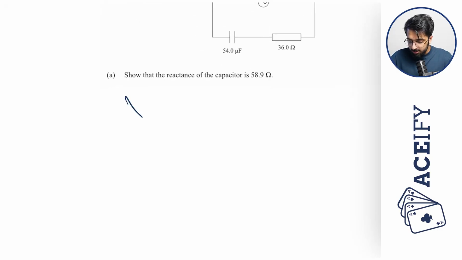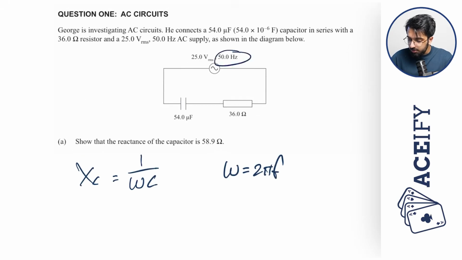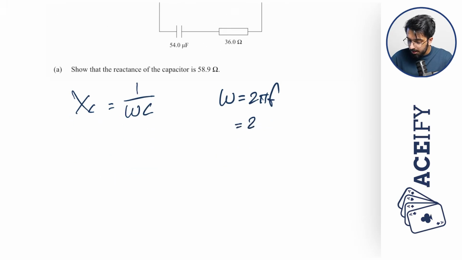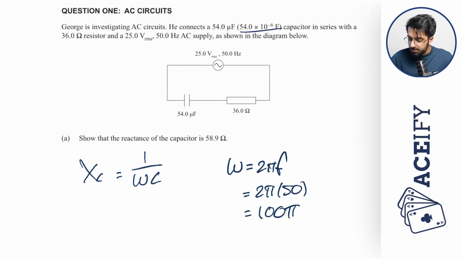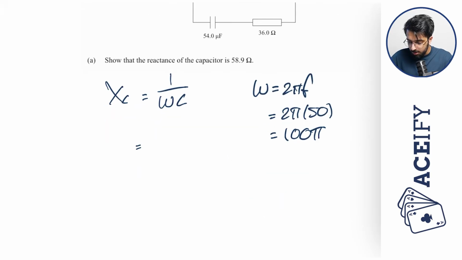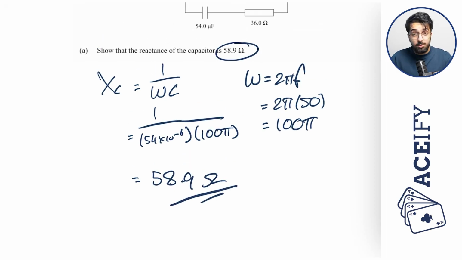Alright, so we know that the reactance of a capacitor is equal to 1 all over omega times its capacitance. We know that omega is equal to 2 pi f. We're given our frequency as 50 Hz, and so that's 2 pi times 50, which equals 100 pi. Our capacitance is given right here as 54 times 10 to the negative 6. That's 1 all over 54 times 10 to the negative 6 times 100 pi, and that equals 58.9 ohms. And as you can see, that is the value that we're trying to find.